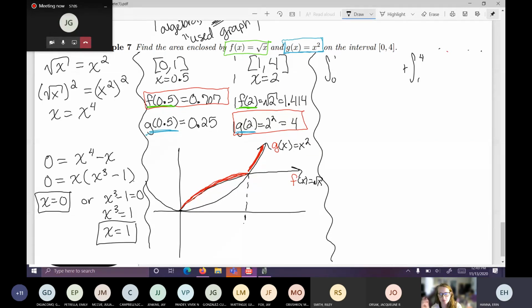So top function minus bottom function. So the top function in the first one was f of x, so it would be the square root of x minus x squared. And then for the second one, g of x ended up on top, so it was x squared minus square root of x.